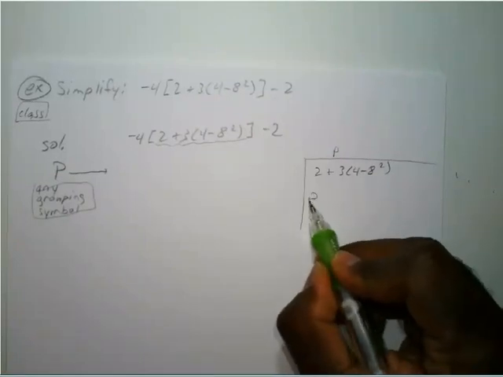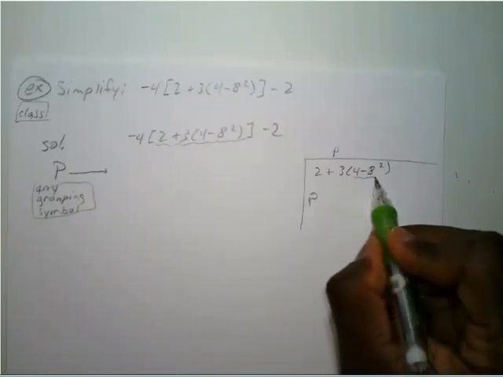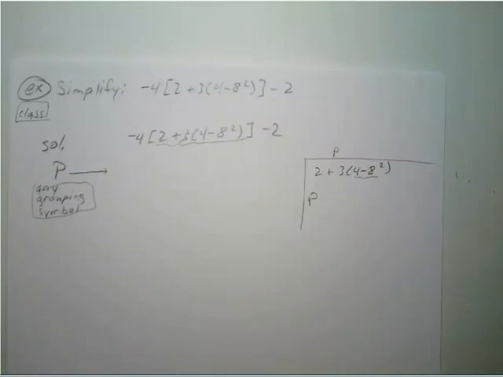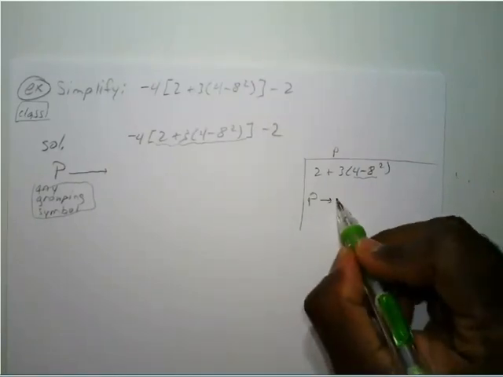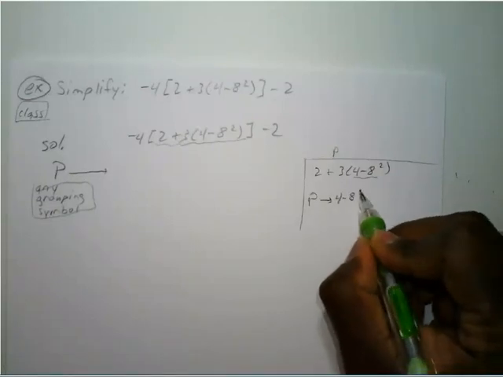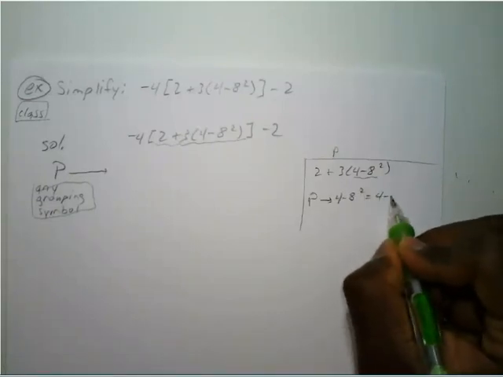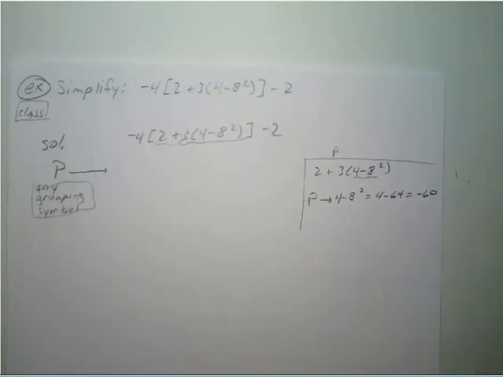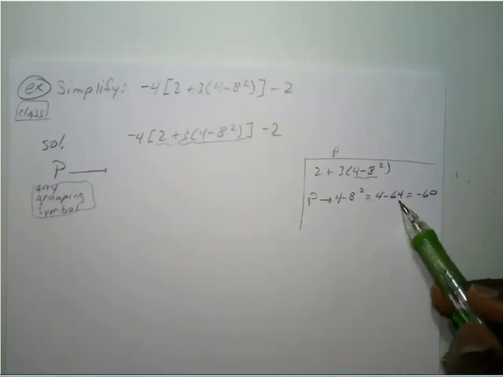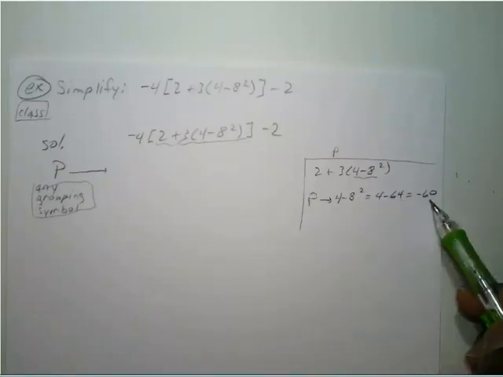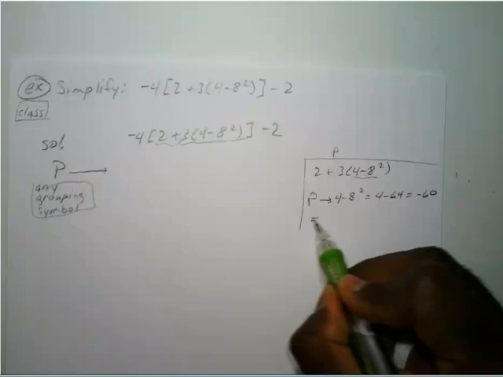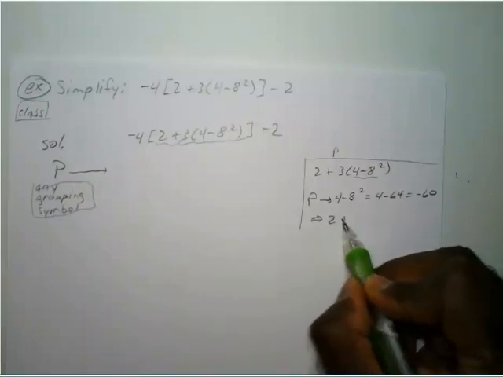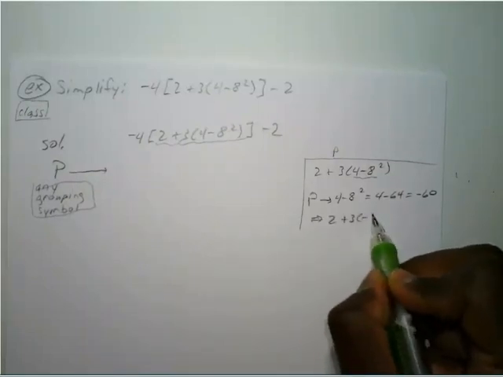You have your parentheses, which is this right here, 4 minus 8 squared. So we know that 4 minus 8 squared is 4 minus 64, which is negative 60. Because 8 squared is 8 times 8, which is 64. 4 minus 64 is negative 60. So that gives you 2 plus 3 times negative 60.